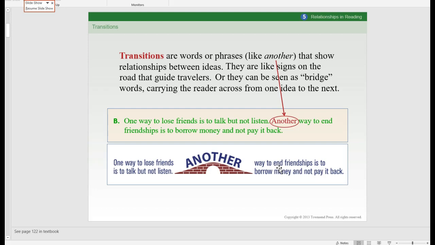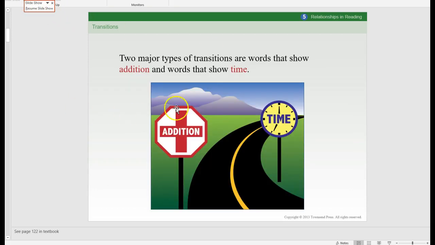Cohesion is the glue that holds your paper together. Transition is part of those. Using transitions is part of that glue for cohesion. The first types of transition words we're going to look at are addition and time. They're similar but a little different, but we'll go through those.